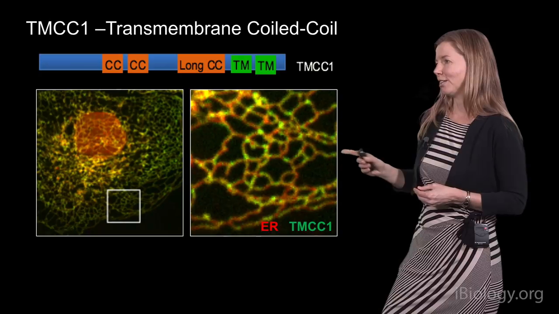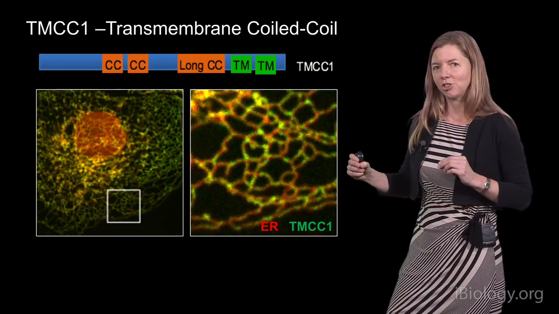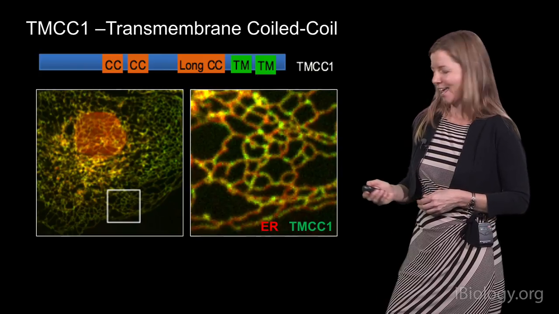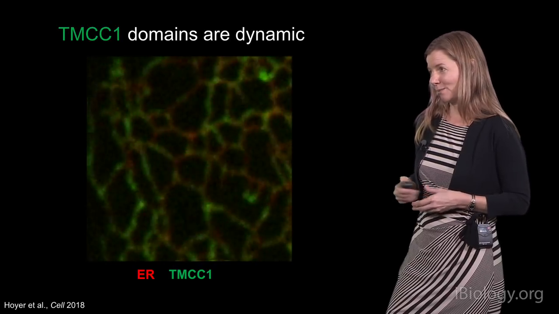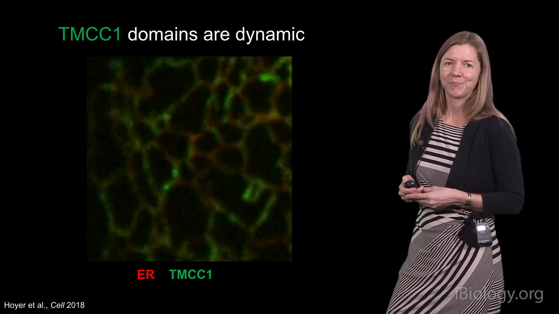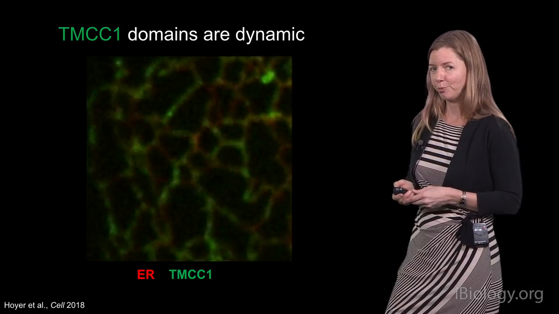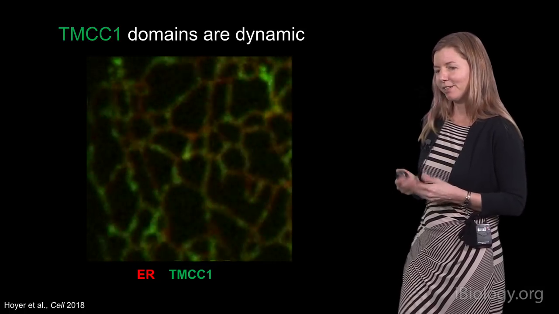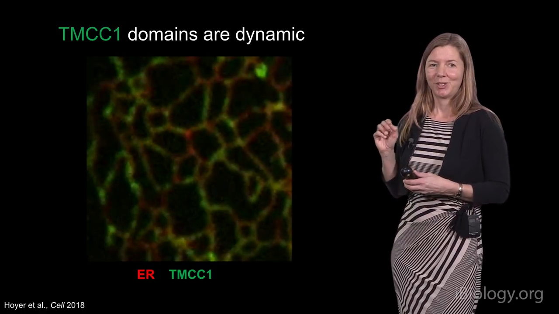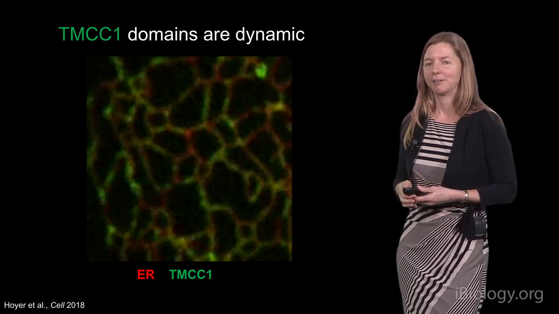Another thing we see down here in this panel is that rather than being homogeneously distributed along the ER tubules, TMCC1 accumulates in little patches. And what's pretty cool is that when we actually look at live movies of these patches, they move all over the place. So they're moving around in the cell in a dynamic way along ER tubes. And that's kind of a nice, compelling localization because what we're looking for is a dynamic tubular domain that's going to get recruited to form a membrane contact site.